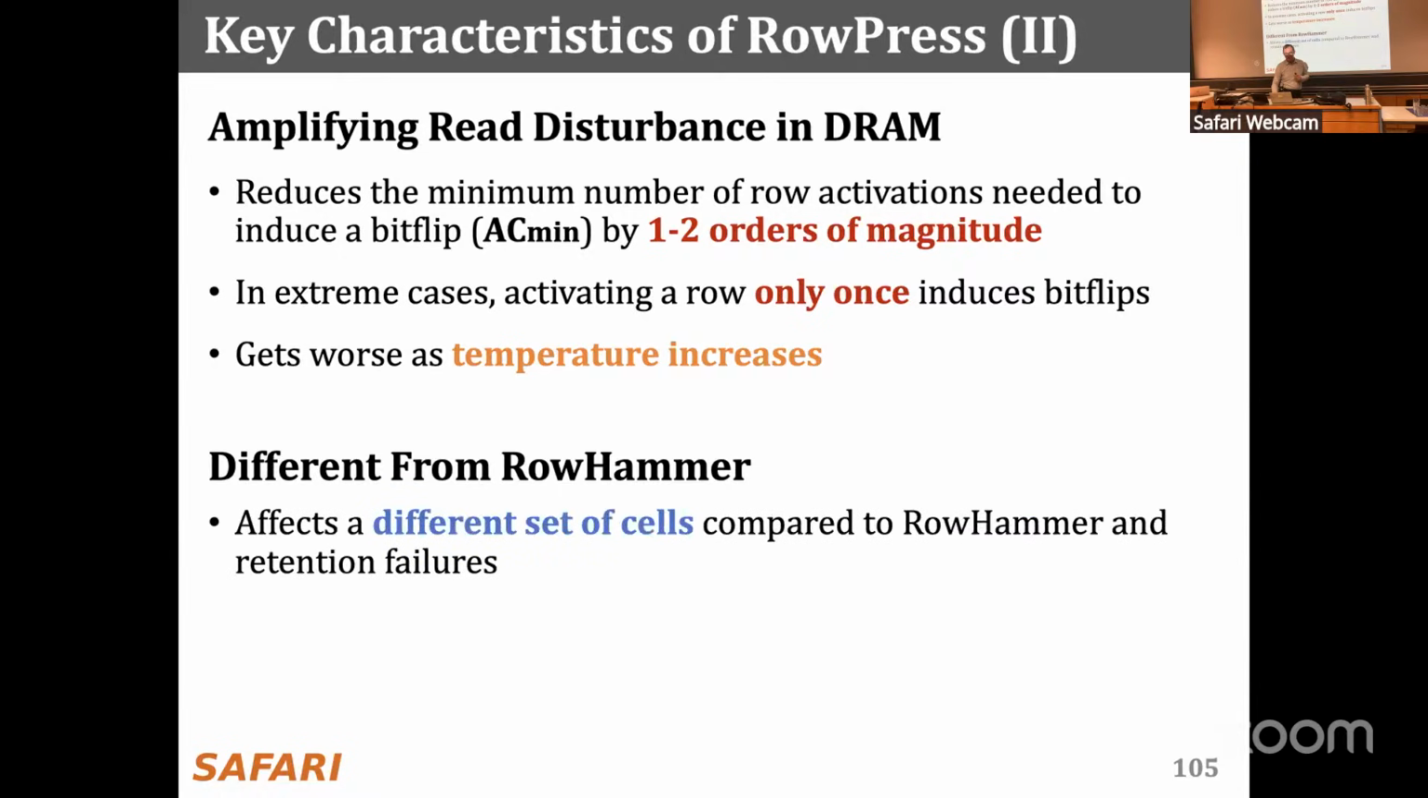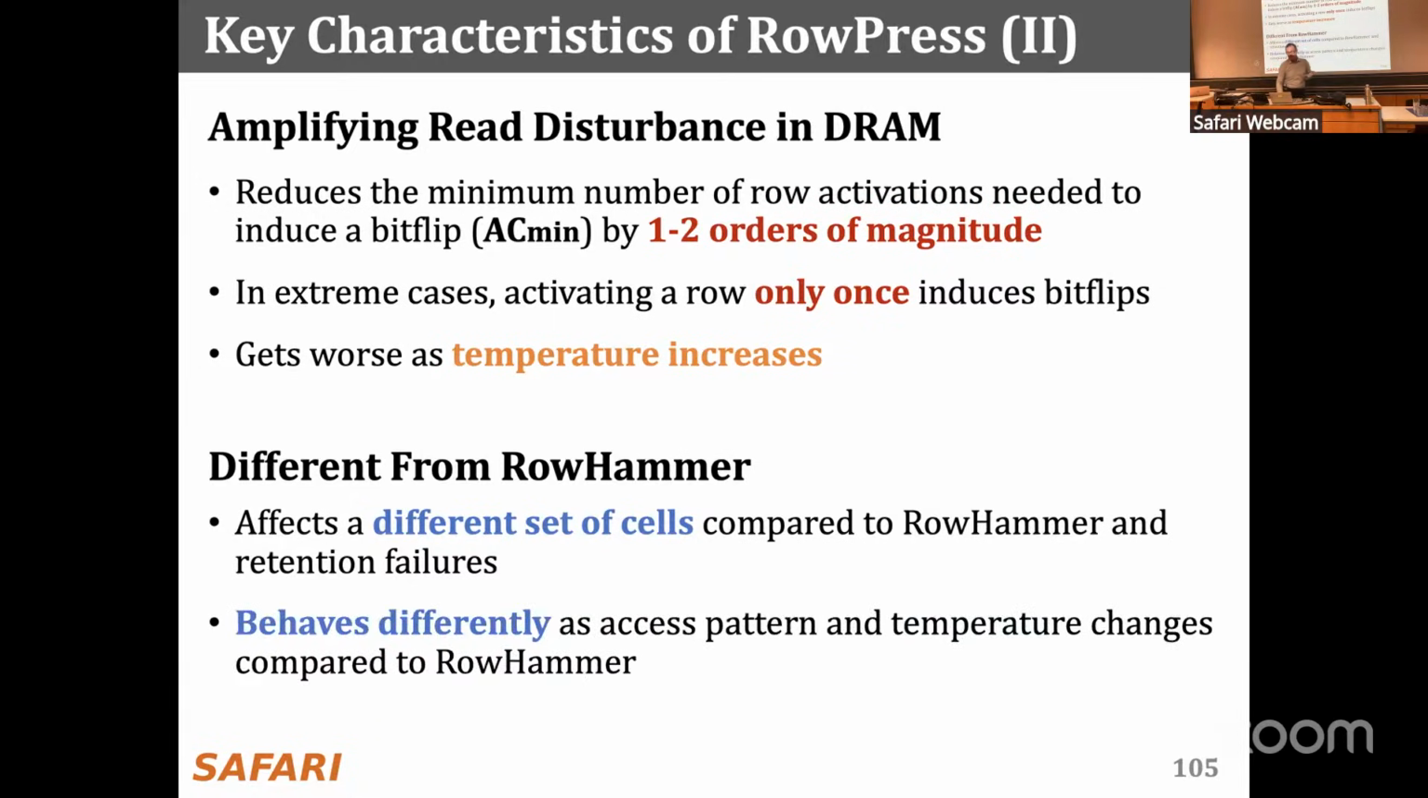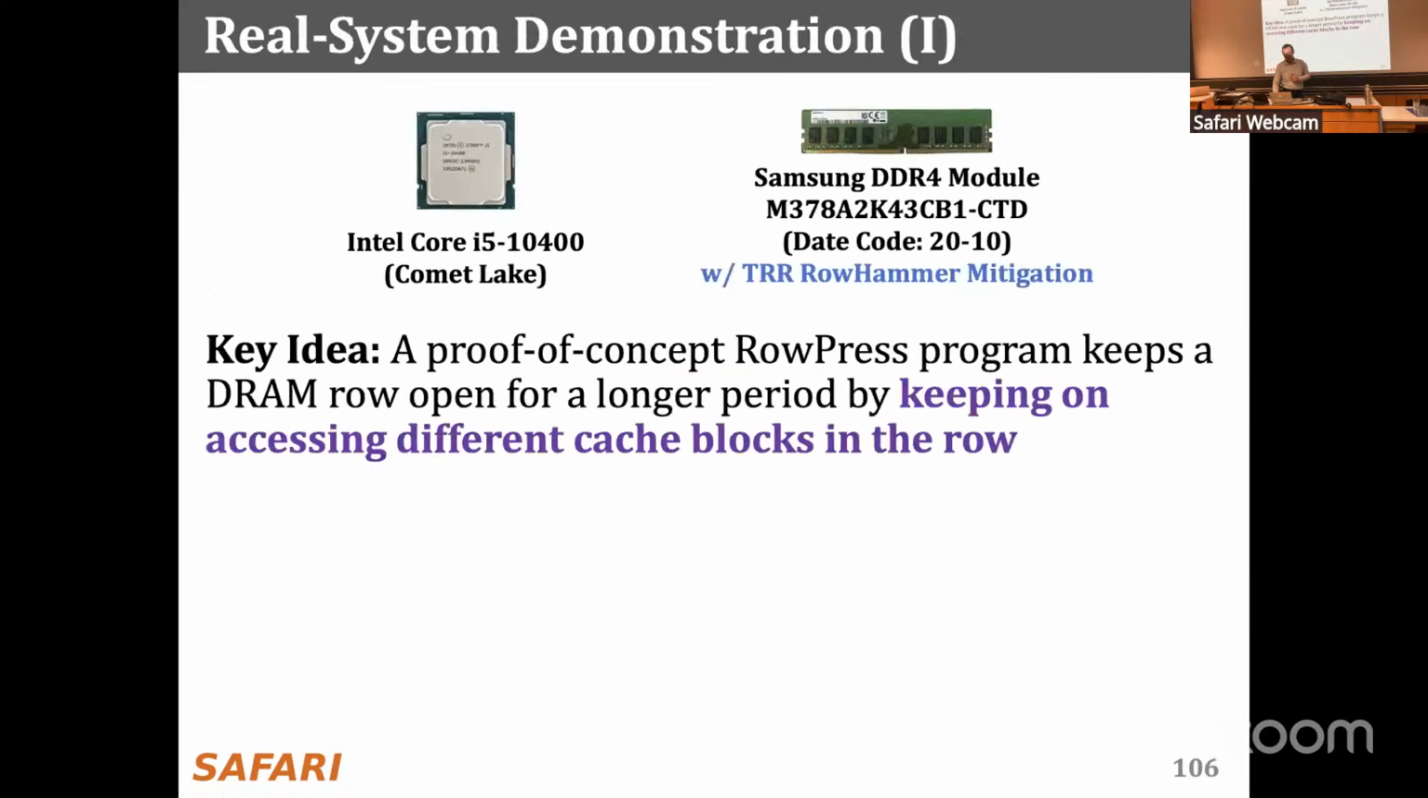Also, we've shown that a different set of cells are affected compared to RowHammer, which is also an indication that this is a different phenomenon. And also, it behaves differently with access pattern and temperature. Well, temperature I said, but access pattern also, that I'm not going to go into. So we basically did as much as possible our due diligence to show that this is a different effect. And we called for research to really understand the device level mechanisms more.